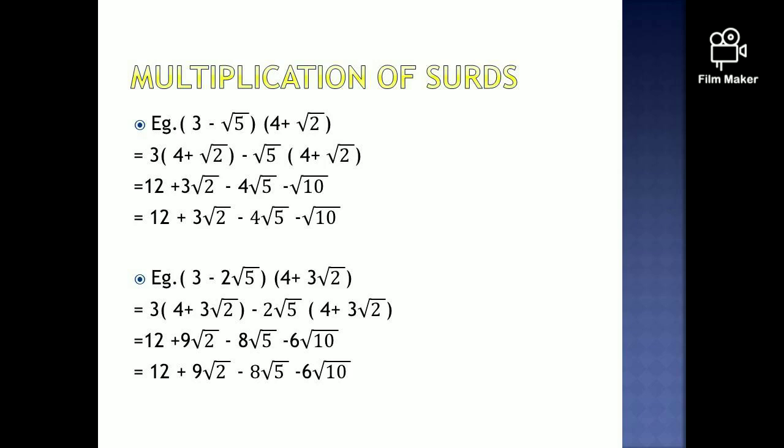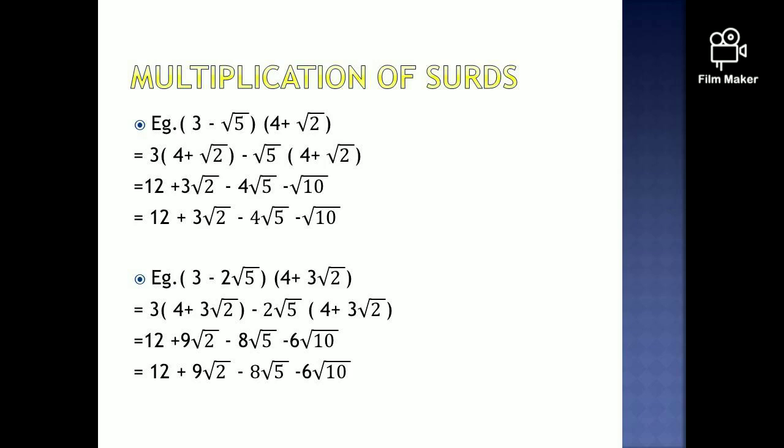Then 3 into 3 root 2, how do you get it? You can multiply only the terms outside the surds. The reason is that you can multiply only 3 into 3 and write it as 9 root 2. Then if you multiply minus 2 root 5 with 4, you can multiply only 4 with 2, because only the terms outside the square root can be multiplied. The terms inside the square root should be multiplied only with another term which is already inside the square root. So it will turn into minus 2 root 5 into 4 is minus 8 root 5.